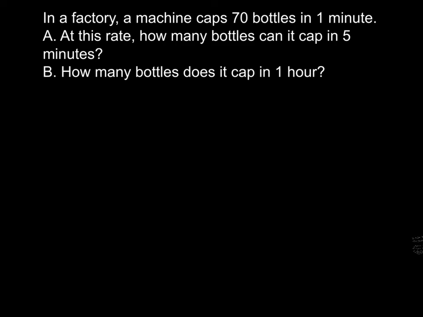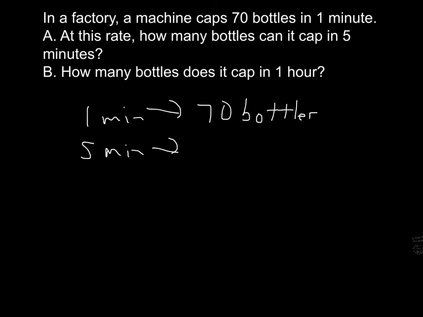Okay, I'm hoping you've taken some time to do this. If I were going to draw this on an arrow diagram, I might say that in 1 minute, the machine caps 70 bottles. And I want to know about 5 minutes. Well, I know this. If every minute it's 70 bottles, 1 times 5 is 5. And so I would just do 70 times 5. And I know that in 5 minutes, it can cap 350 bottles.